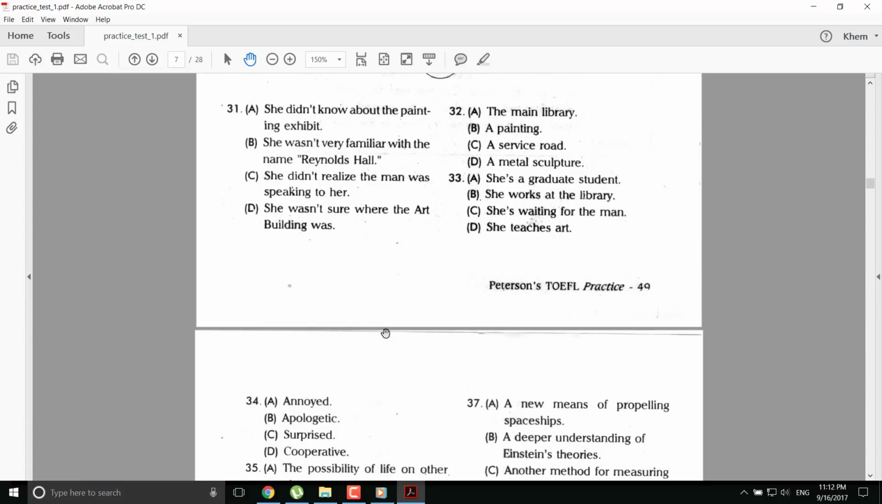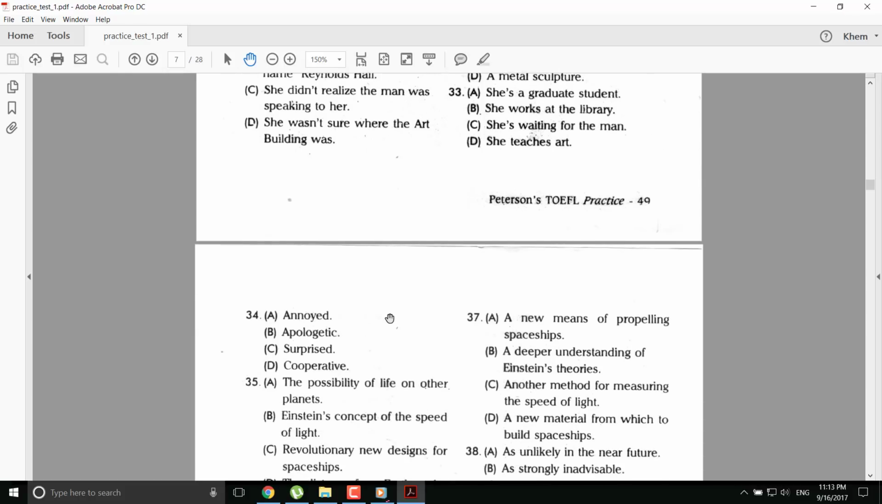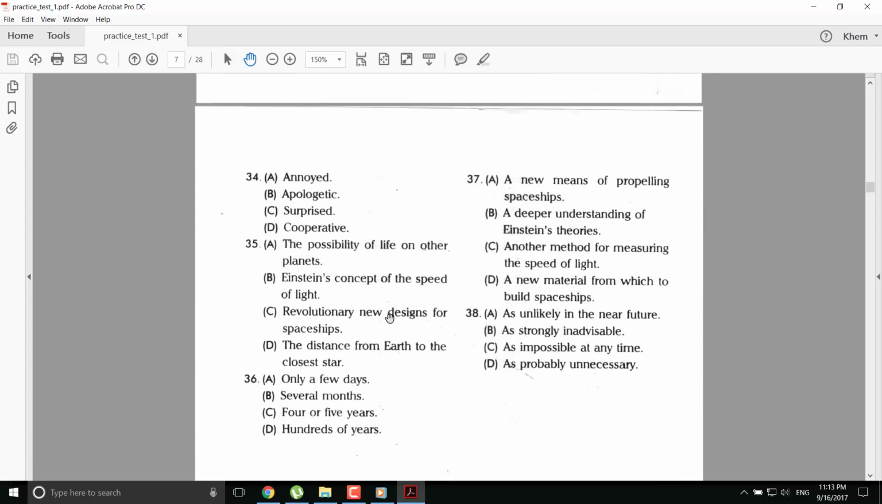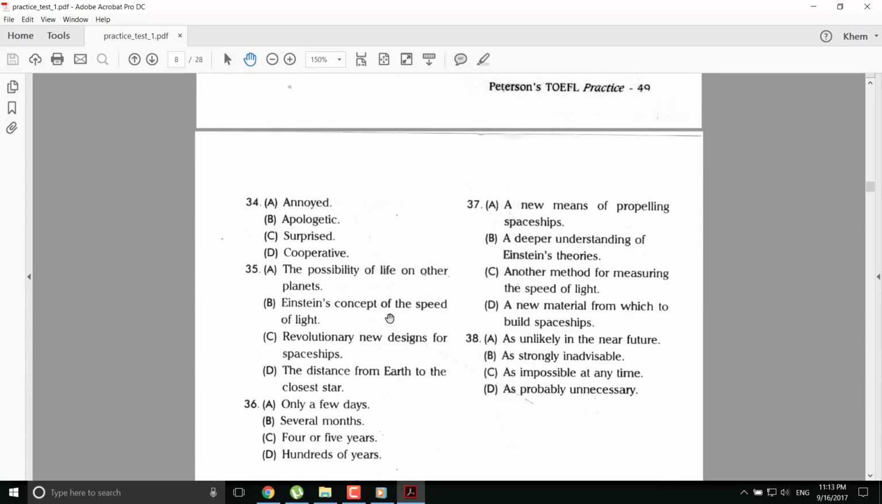Professor Carmichael, I'd like to ask a question. You just said that, according to Einstein, nothing can go faster than the speed of light. Is that right? Yes, Ted, that's what Einstein said, and most scientists agree with him. Then does that mean that we could never build spaceships to go to other stars?